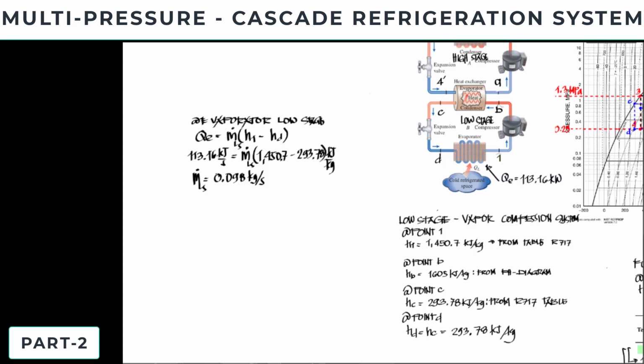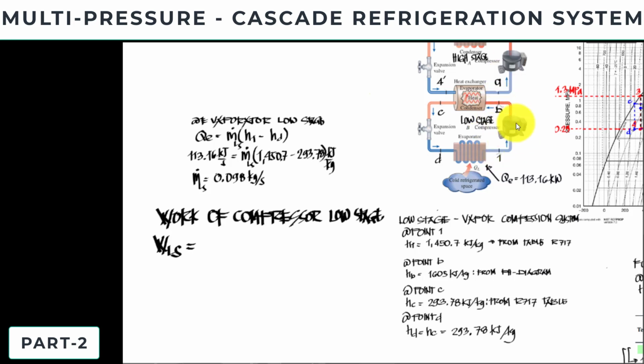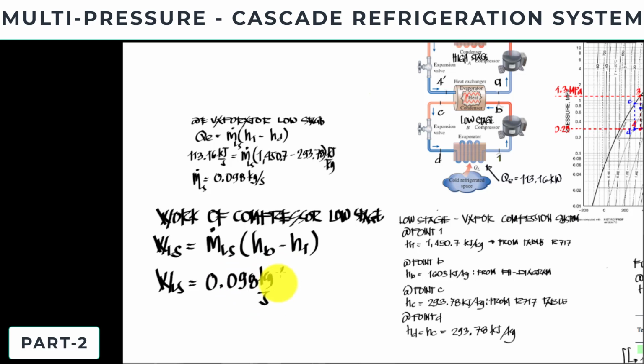Now, let's try to solve naman yung work ng compressor, which is yung part na ito, which is the low stage. So usually at the low stage, referring here from the figure, that would be the change in enthalpy. So let's say multiply mo natin ng mass flow rate, low stage, times the change in enthalpy HB minus my H1. Okay. So for low stage, so substitute natin yung values ng mass flow rate. We have 0.098, so this is kilogram per second.